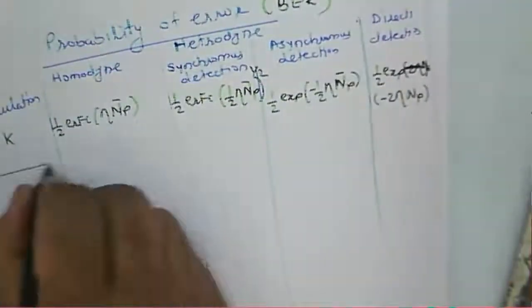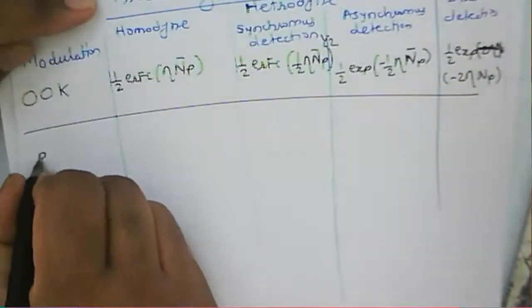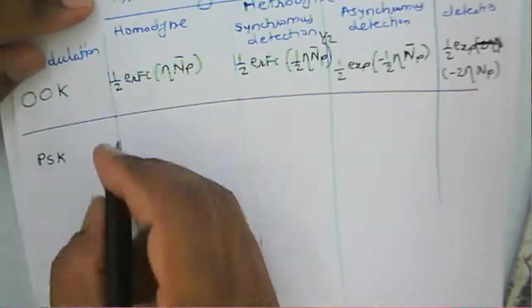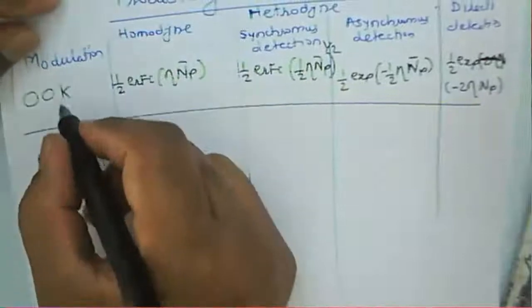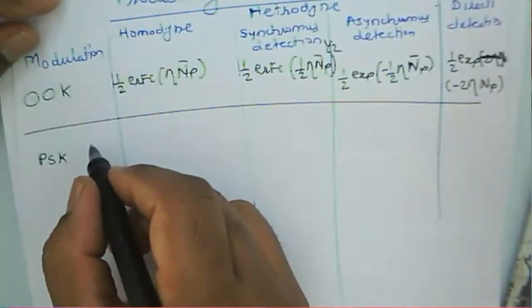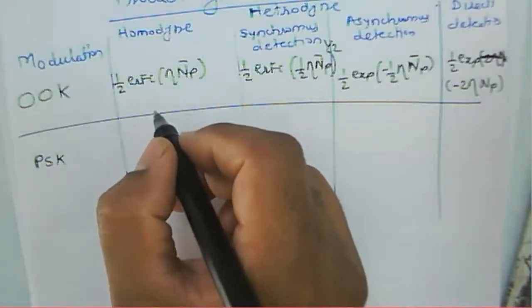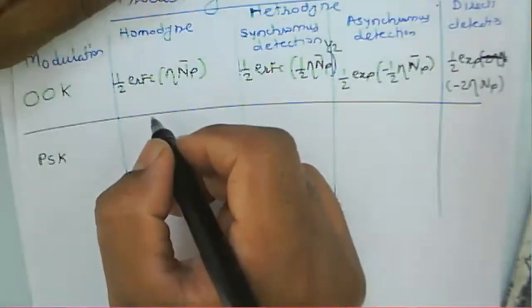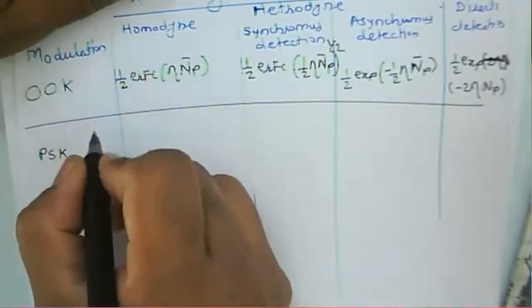So if it is on-off keying, and we can use phase shift keying, homodyne supports only ASK and PSK here, because there is a WIF equal to 0. That's why it supports only amplitude shift keying and phase shift keying.